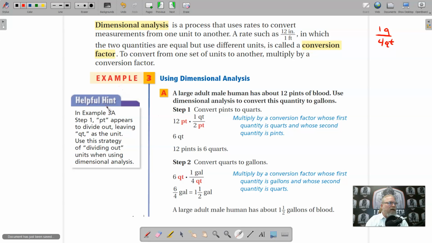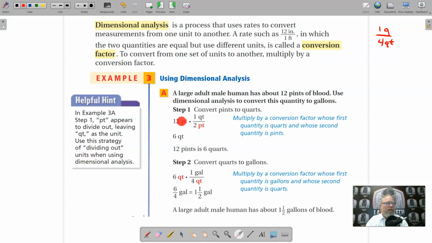So moving along here, let's look at our helpful hint. In example 3a, step 1, pints appears to divide out, leaving quarts as the unit. Use this strategy of dividing out units when using dimensional analysis. So 3a: a large adult male has about 12 pints of blood. Use dimensional analysis to convert this quantity to gallons. Step 1 is to convert pints to quarts.